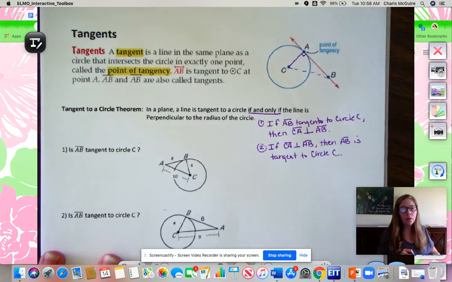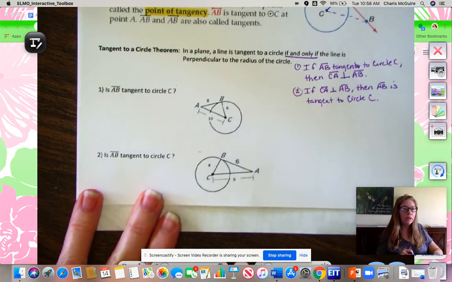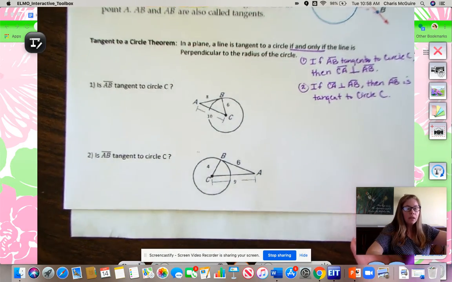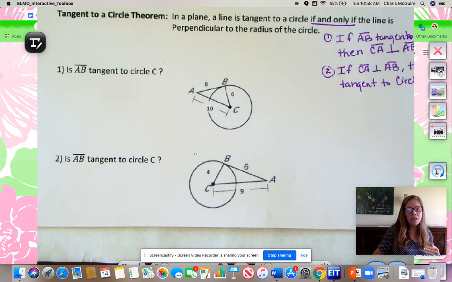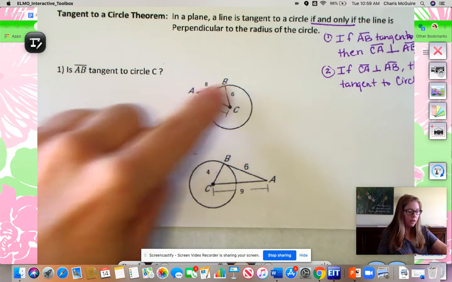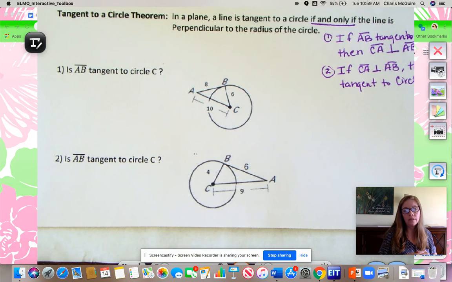Here's what some of your problems are going to look like. And I made the first one kind of easy. It just wants you to identify if AB is actually tangent to this circle. And so you're going to use the converse of the Pythagorean theorem, right? You guys will know if AB is perpendicular to BC, if that is indeed a right triangle.